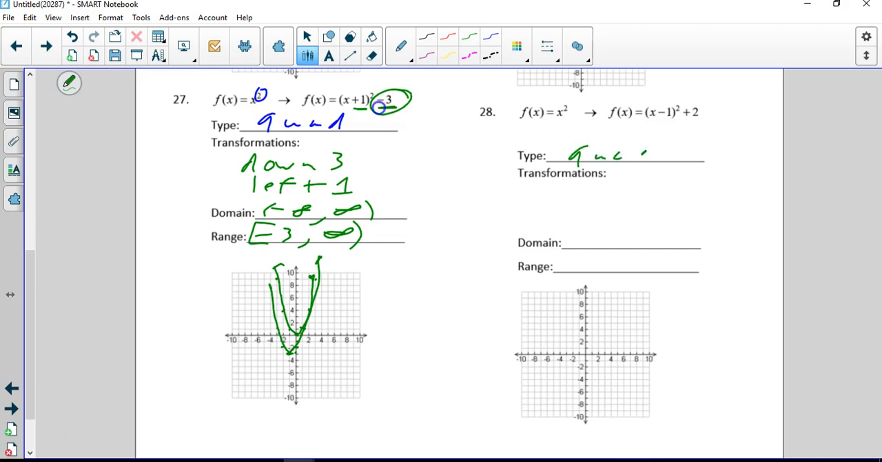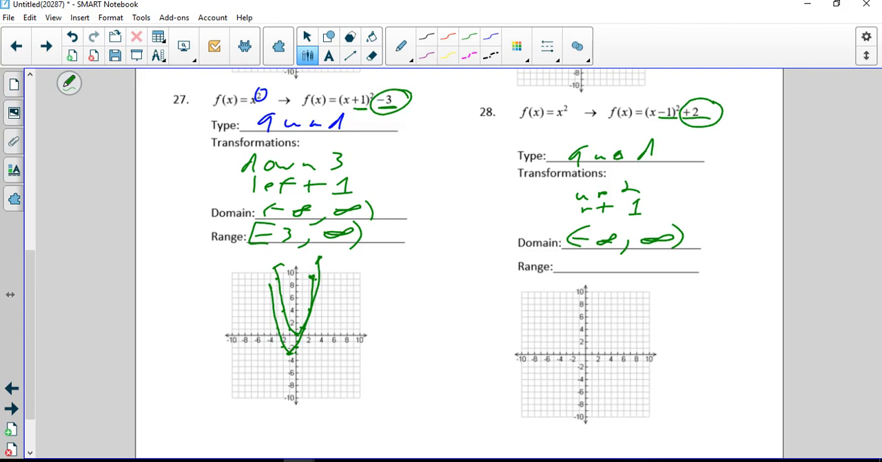Quad again. Okay? It's going to move up 2. And it's going to move right 1. And you can go ahead and graph it. I'm not going to put it on here because it's like the other one, but you can go ahead and graph it and you'll see it's the same thing. So with the parabola, it's going to go left and right forever.